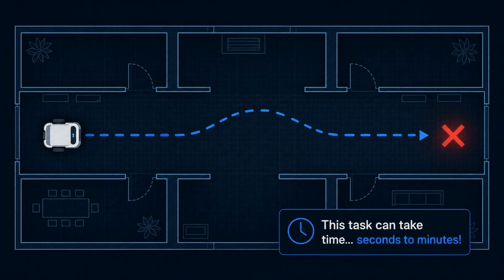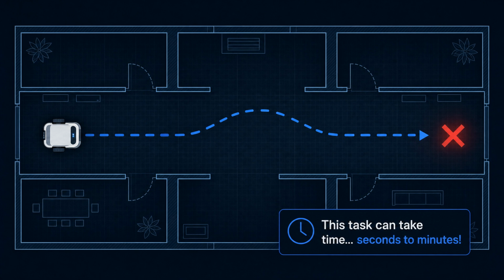Imagine a robot that needs to move from one room to another. This is not an instant task. It may take several seconds or even minutes to complete. Now, while the robot is moving, we would like to know, is it still moving? Has it reached halfway? Has it completed the task? And can we cancel it if needed? This is exactly where ROS2 actions become useful. Actions are designed for long running tasks where continuous progress updates are important.